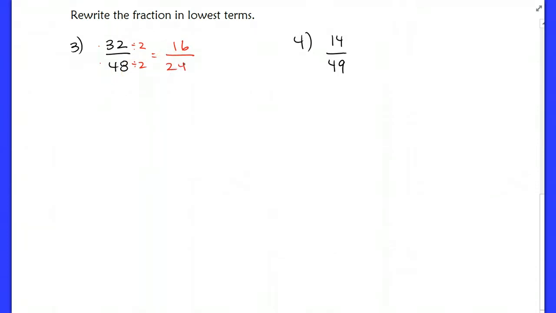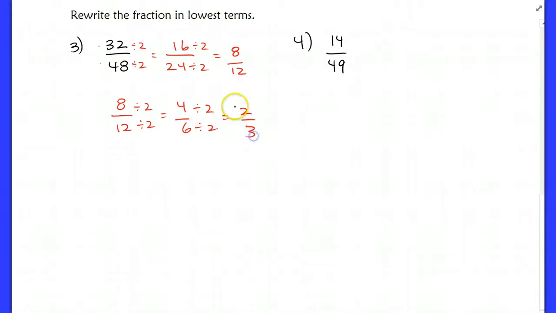Now I still have an even number, so I'm going to continue to divide by 2. I end up with 8. Divide by 2 in the denominator, I end up with 12. And again, 8 and 12, since both of these are even numbers, I can continue to divide by 2. And I end up with 4/6. Again, I'm going to divide by 2. And I end up with 2/3. This is the equivalent fraction here written in lowest terms, so 32/48 is the same as 2/3.